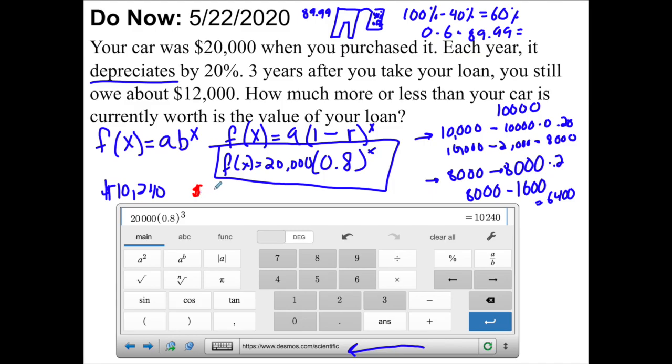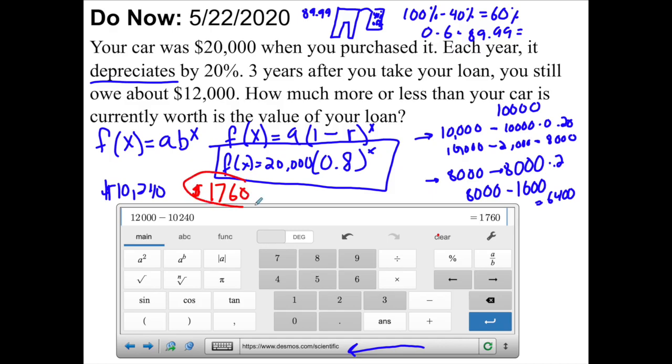And so what that means is that the loan is worth, well, let's do the math. So now let's clear it out. So we want to know how much more is the loan than the car, or how much less is the car than the loan. Let's do rather, the loan is worth 12,000, and then the car is currently worth 10,240. I always hit enter. I don't know why. So $1,760.